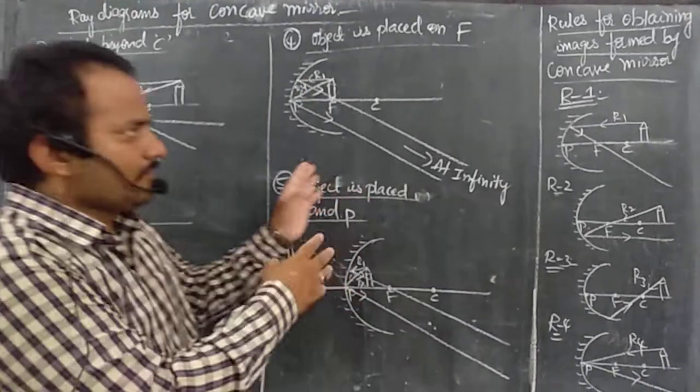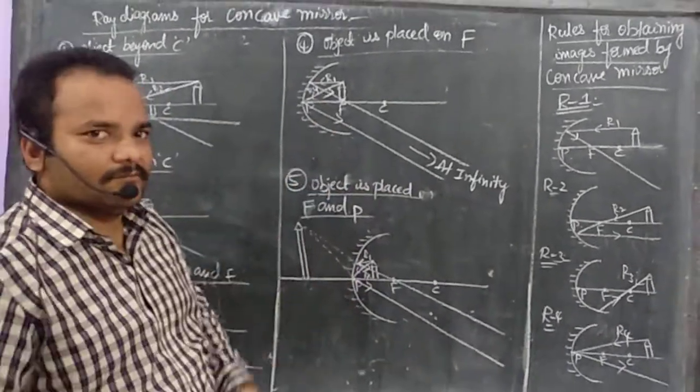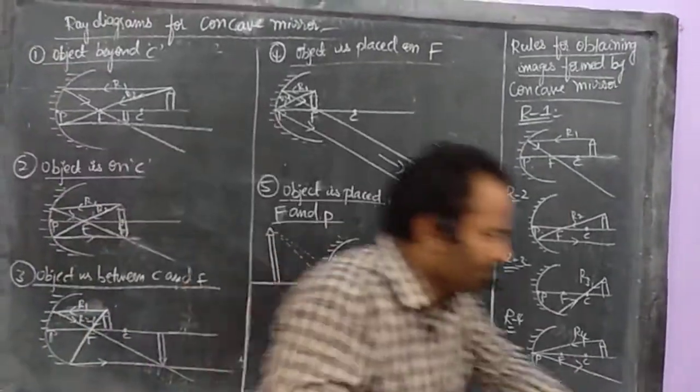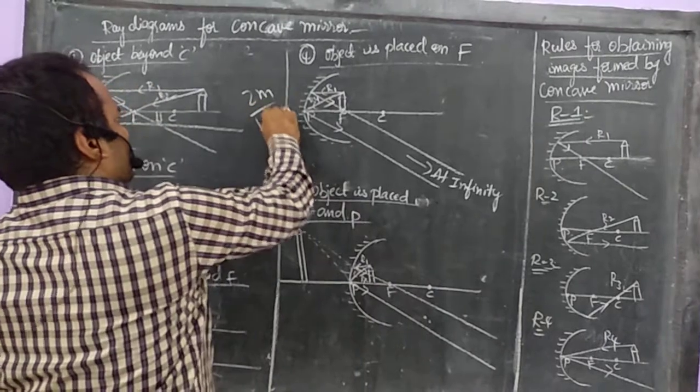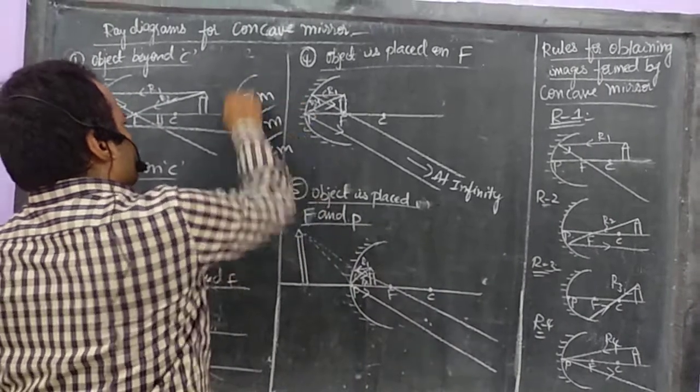So, write down all these rules and ray diagrams in your book. One of the most important topics from reflection of light. Questions come for 2 marks, 1 mark, or 4 marks in your public examination.